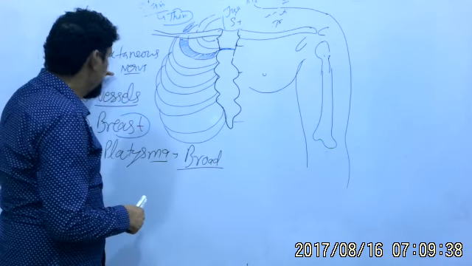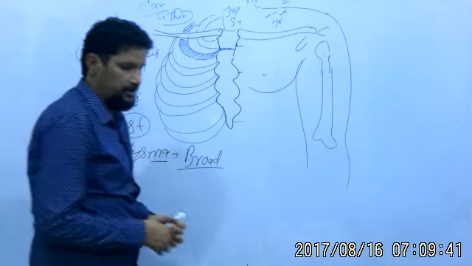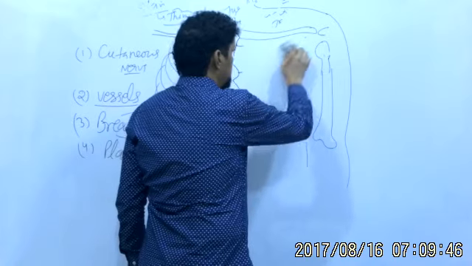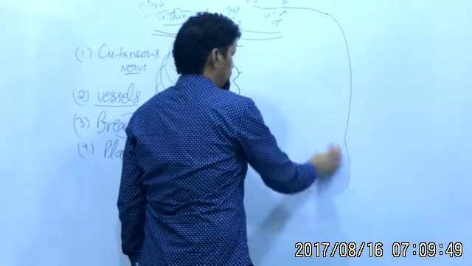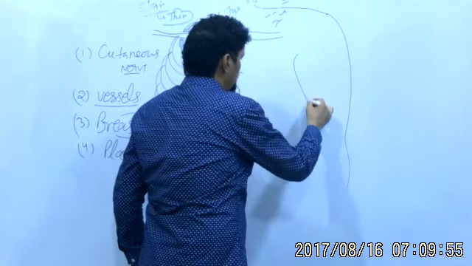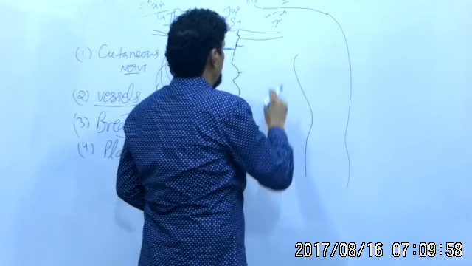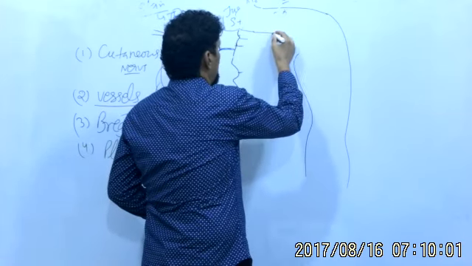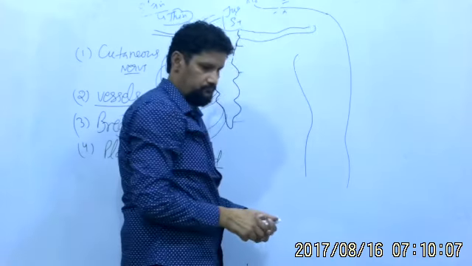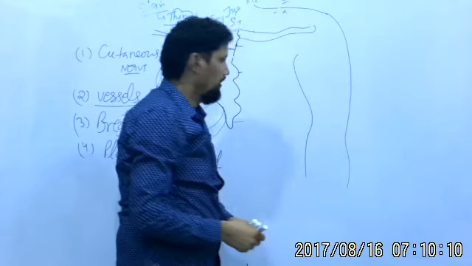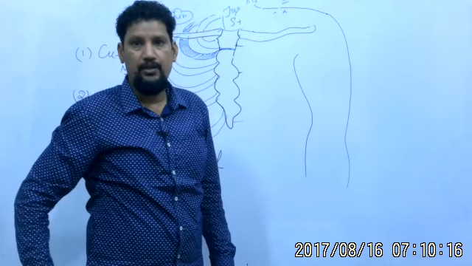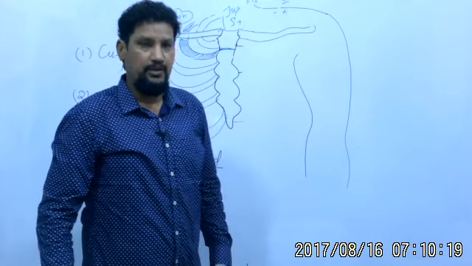So, the cutaneous nerves. First of all, I will talk about the cutaneous nerves of the region. There are three nerves which are coming from the cervical plexus.